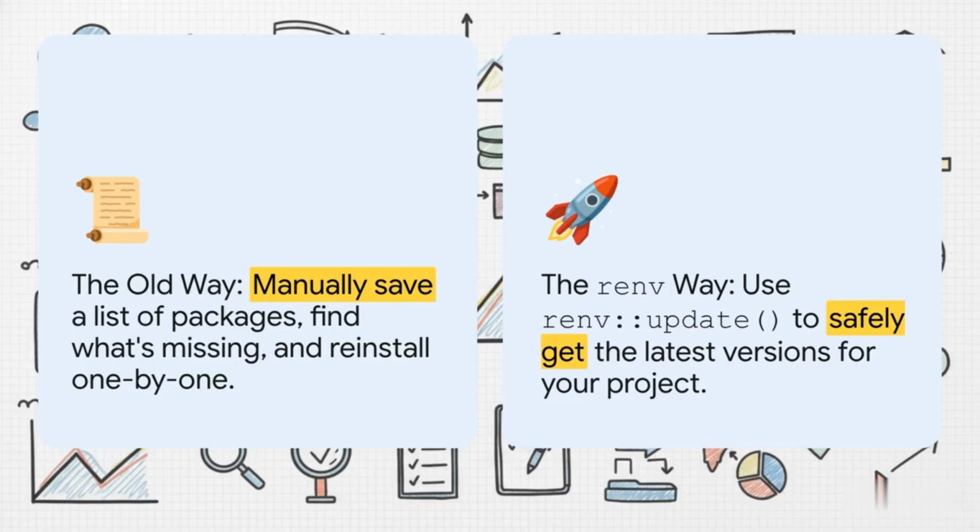You just run one command, renv.update. It finds what's new, lets you review the changes, and then safely installs the updates right inside your project's little bubble. You can update the tools for one project with zero risk of breaking anything else. It's just so clean, so safe, and so much better.